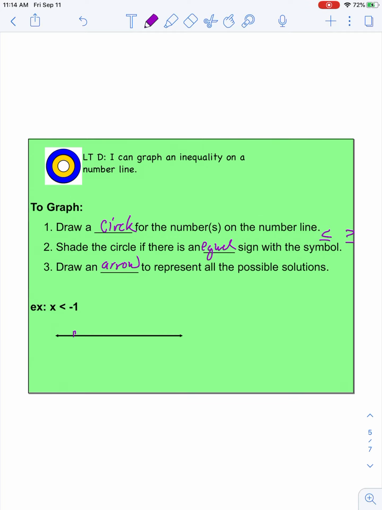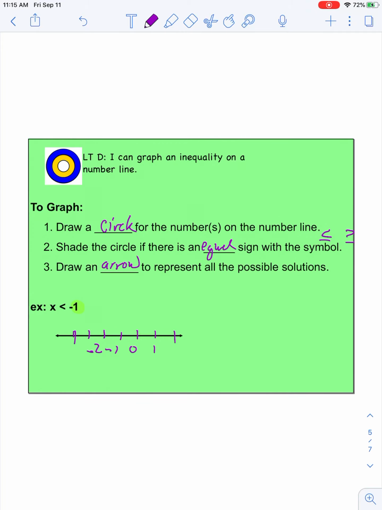So again, if we make our number line here, we're going to put some tick marks or hash marks on that number line. We're going to need to make sure we include the number right here on our number line. So that means we have to make sure we have -1 on our number line, and we usually include one number that is smaller at least and one number that is larger at least.